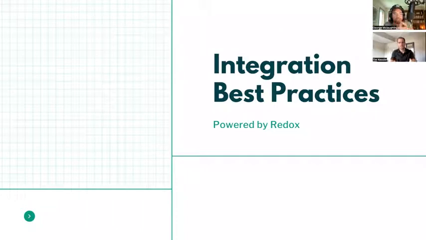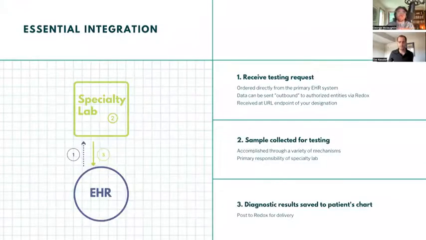So we're going to go through 3 examples. One is kind of your essential: how are you going to be a specialty lab that accepts orders and delivers results in an integrated fashion? And then we're going to go to an advanced workflow, and then what we would describe from our experience as a market leading workflow of additional integration functionality that you can offer and that we have delivered with our partners.